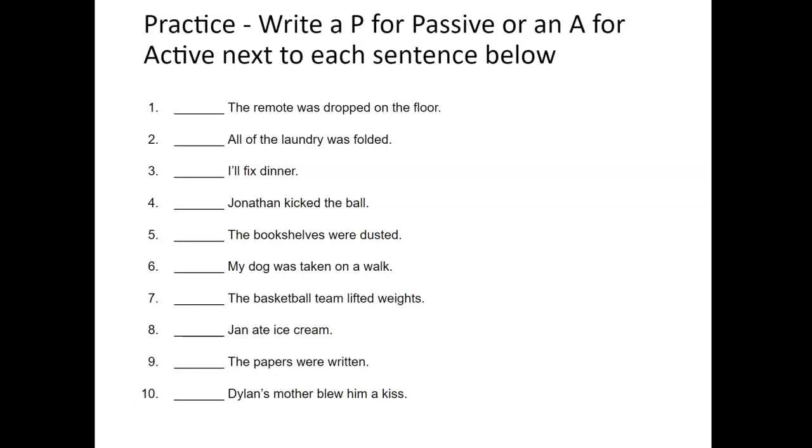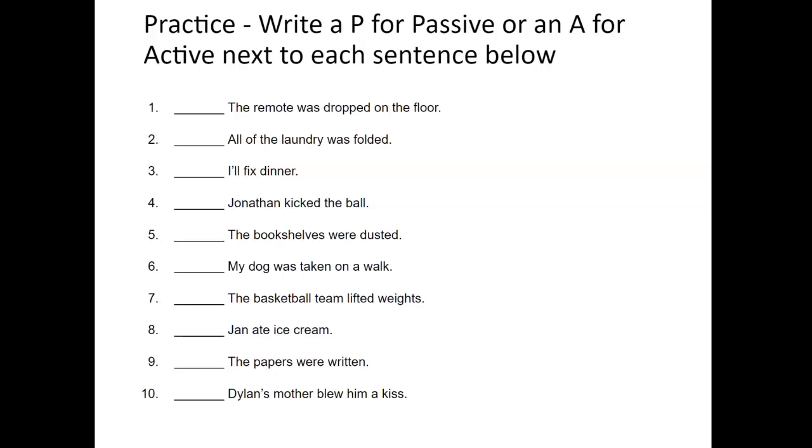Number one, the remote was dropped on the floor. Tell me, do you think that sentence is active or passive? Go ahead and choose your answer now. Number one is passive. We could use our little trick, "by zombies," and it would make sense. The remote was dropped on the floor by zombies. So that is passive voice.